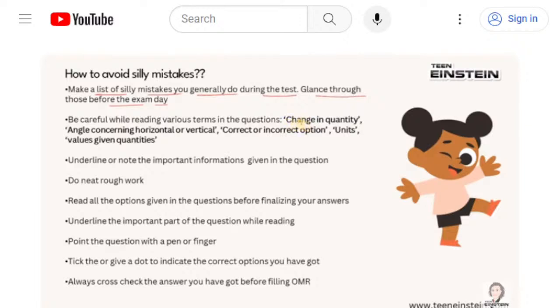Like in the question, sometimes you might be asked to calculate the change in a quantity, but you write the absolute quantity. Sometimes the angle will be given with the horizontal, sometimes with the vertical. So wherever there is an angle in the question, you should be careful and check whether it is given with respect to vertical or horizontal.